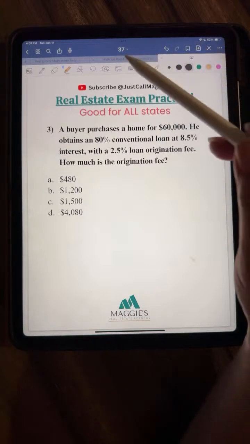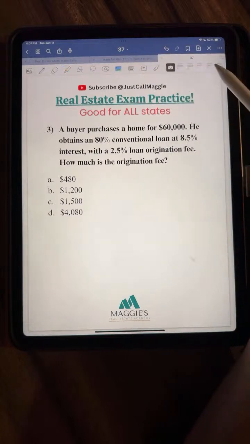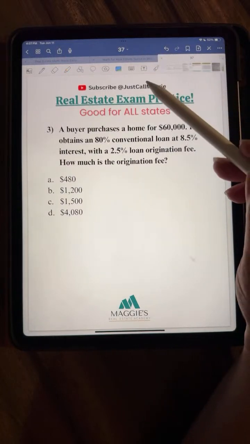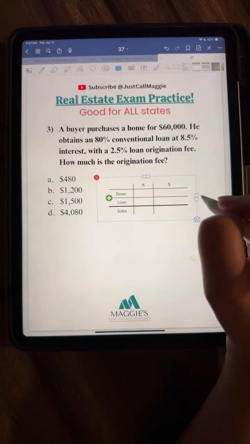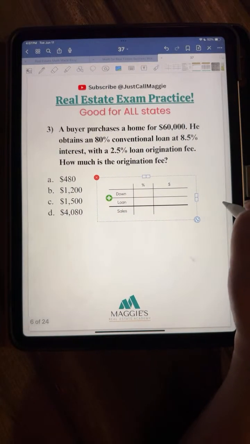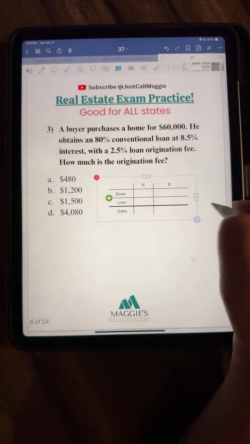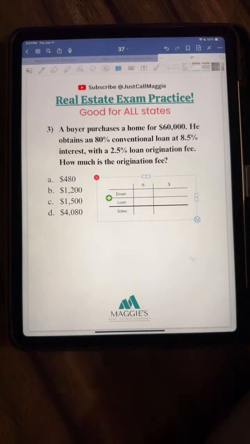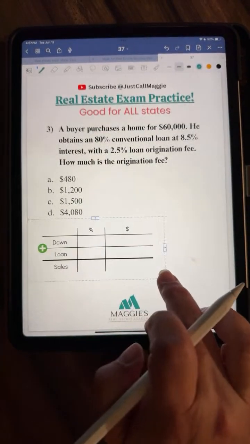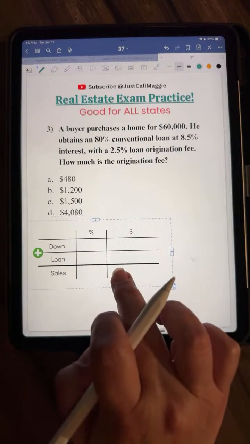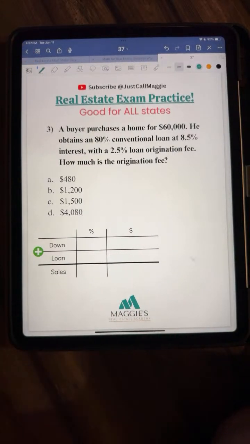So when you're doing these, you can definitely use the T-chart or the other chart, the buyer's chart, this one, because then you would just put times the 2.5% here on the side of the loan, but you still have to find the loan amount. So let's use this chart just to show you the difference between this one and the T-chart, okay? So how do we work this?